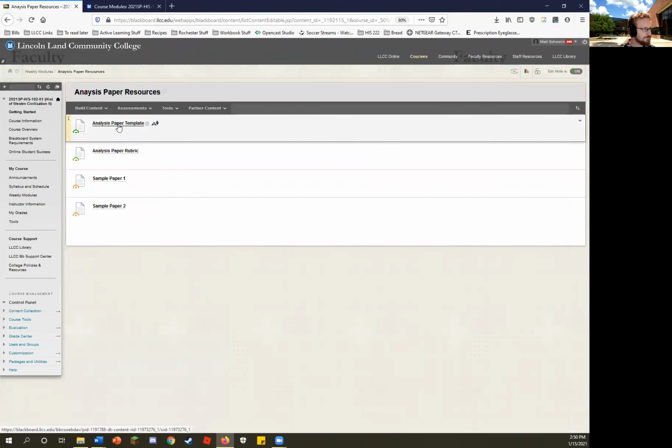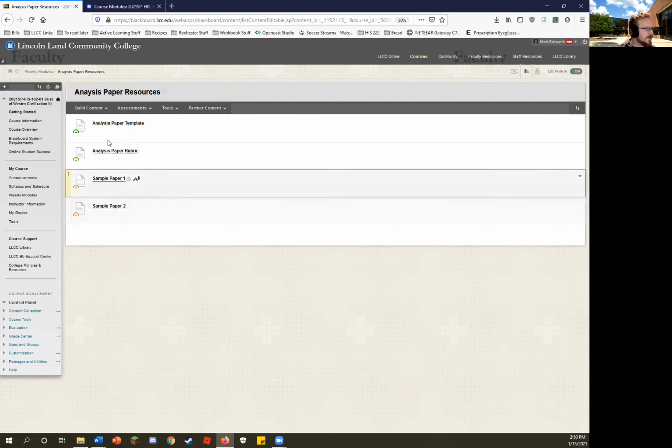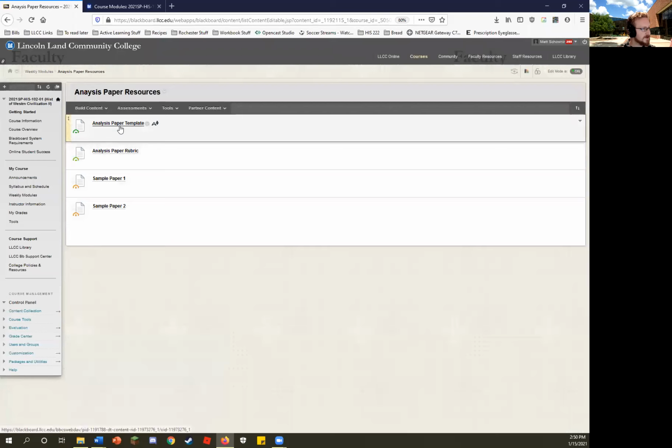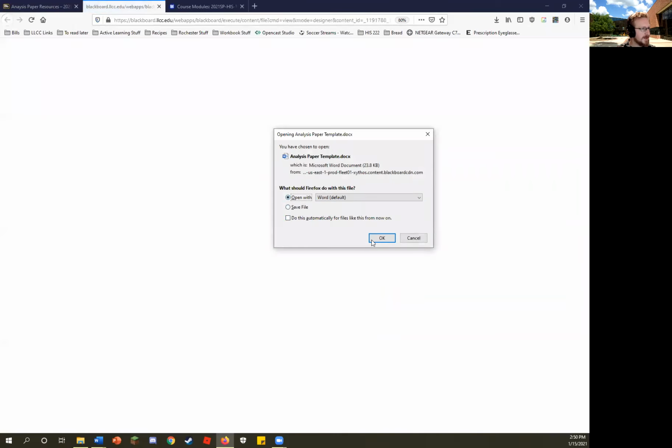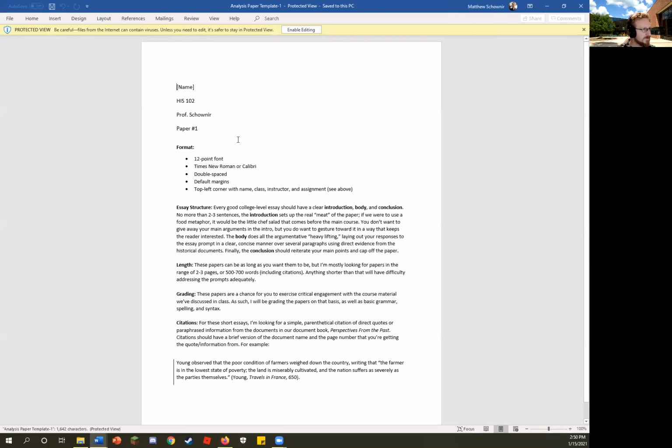If we click on that, you'll see a bunch of different files here that you can click on and explore. I'm going to go through what these are. But these are always going to be here. They're never going to move. They're always going to be stationary. The very first is the analysis paper template, which if we open that up, gives us basically the format for how we want the paper to look.